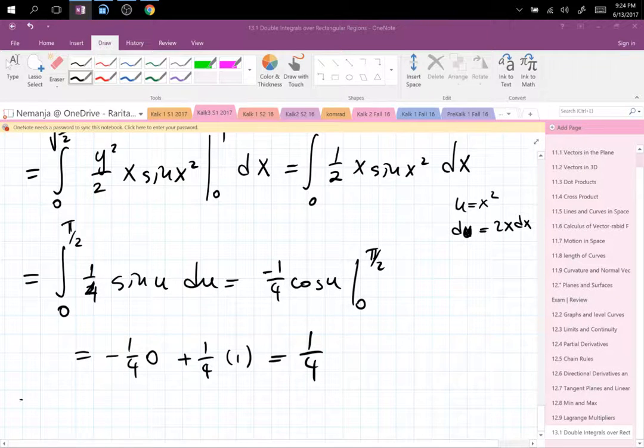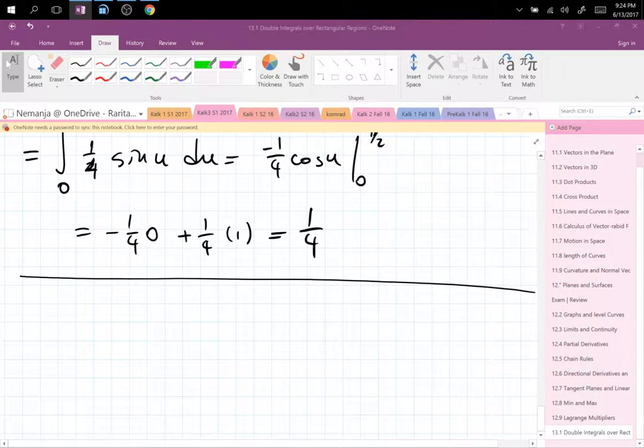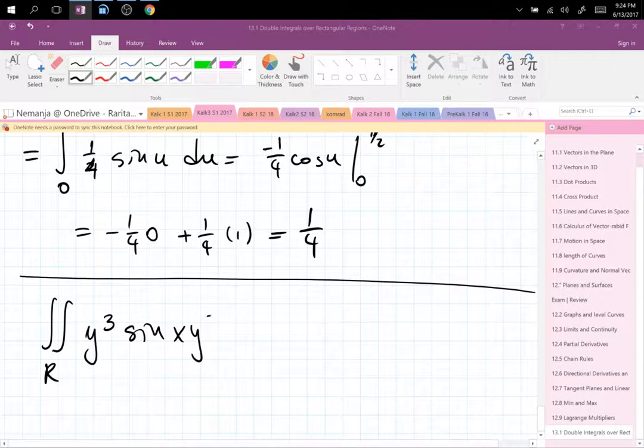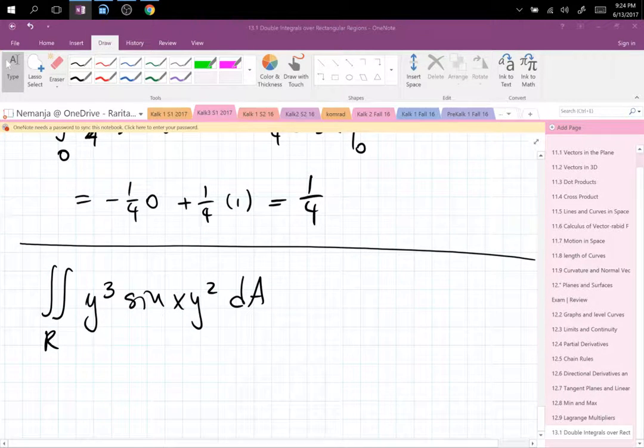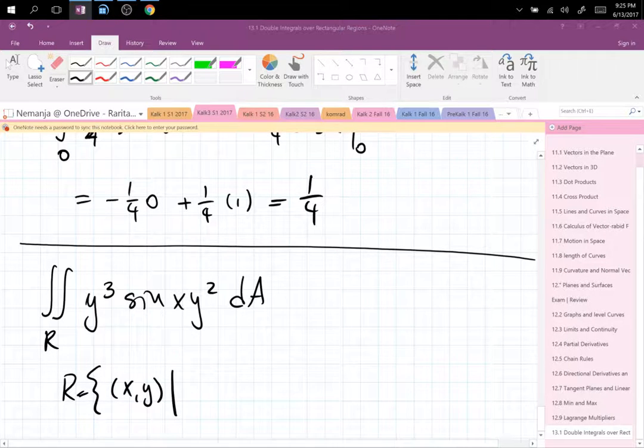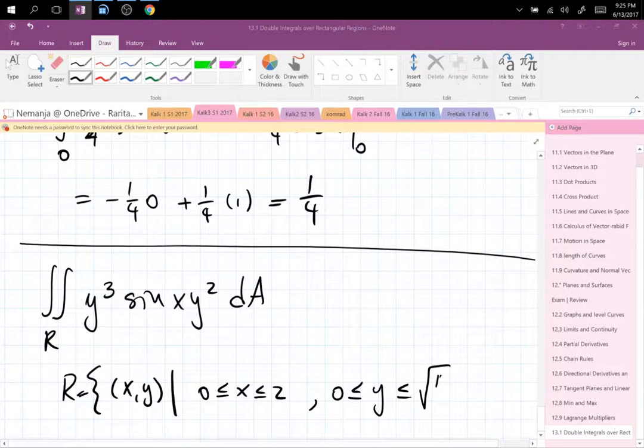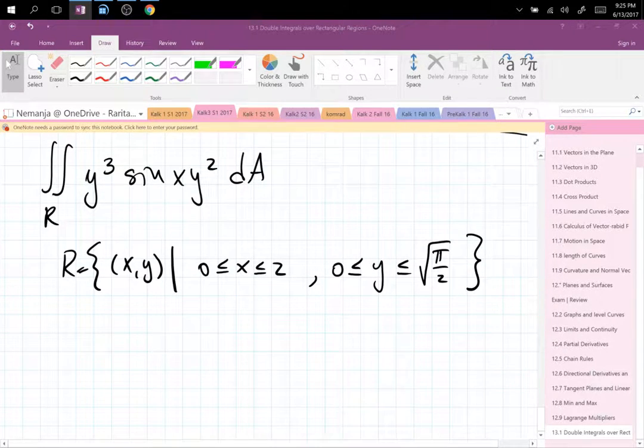So the last problem for this section is the double integral over R of y cubed sine xy squared dA, where region R is given as 0 less than or equal to 2. All right, so that's it.